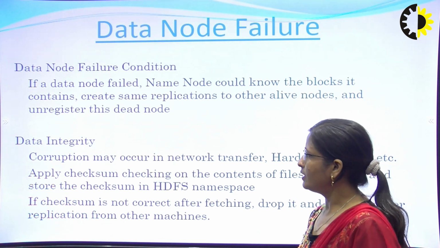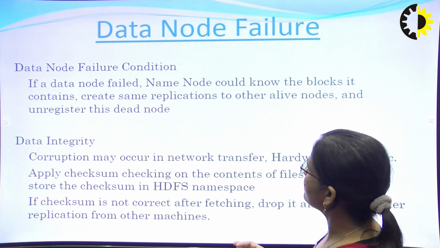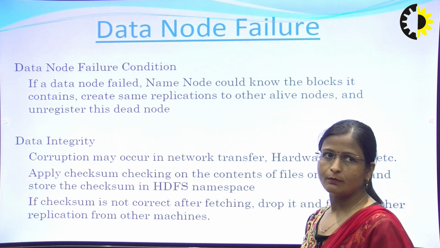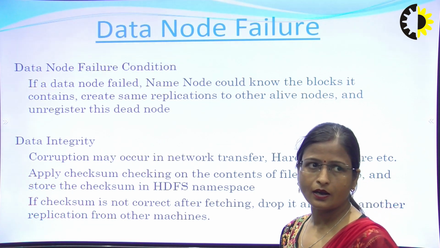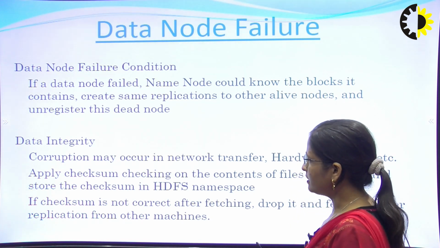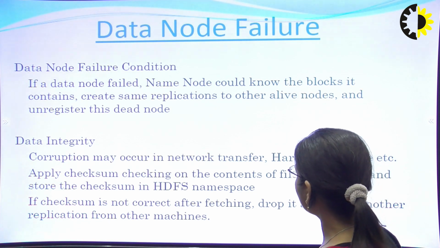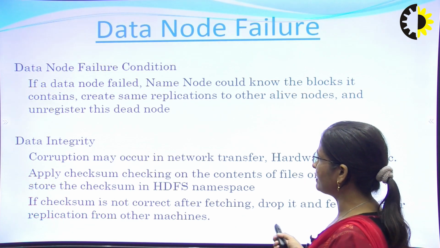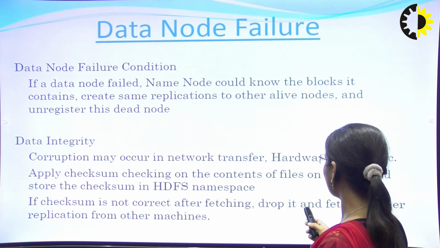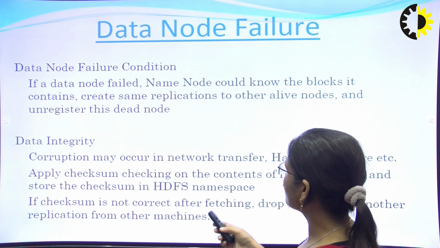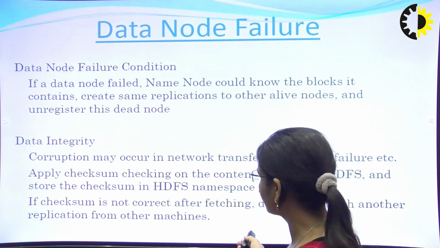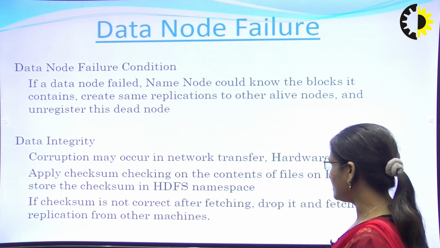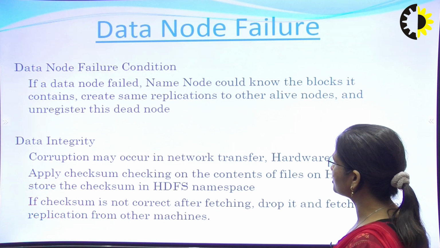Data node failure condition. If a data node fails, the name node knows the blocks it contained, creates replicas on other alive nodes and unregisters the dead node. Then data integrity: corruption may occur from network transfer, hardware failure, etc. So there is a concept of applying a checksum, checking the content of files on HDFS and storing the checksum in the HDFS namespace. If the checksum is not correct after fetching, drop it and fetch another replica from another machine.